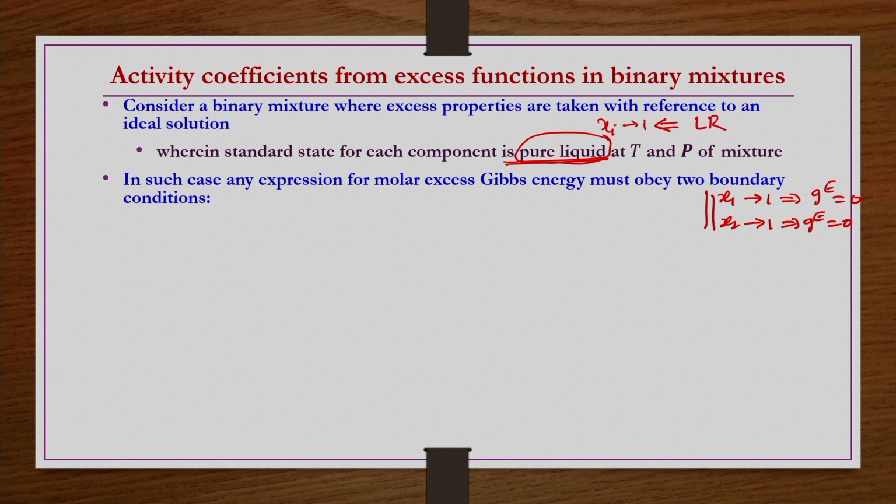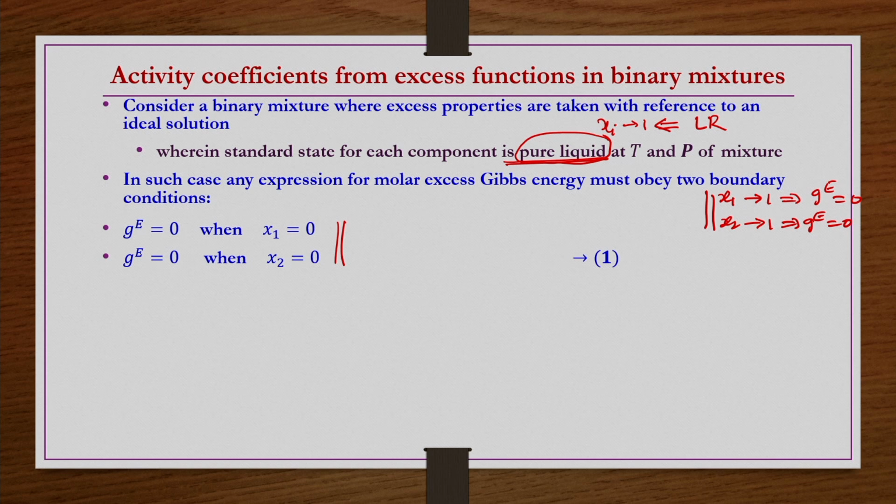What is this reference state? At the temperature and pressure of the mixture, the standard state for each component is the pure liquid state. So, GE should be 0 when x1 is equal to 0, and GE should be 0 when x2 is equal to 0. These two boundary conditions should be satisfied for the case of a binary mixture.